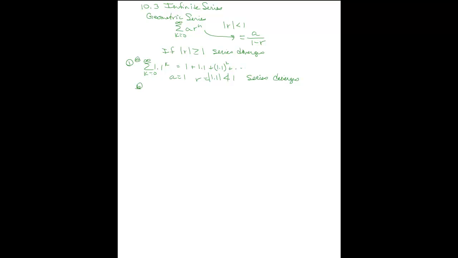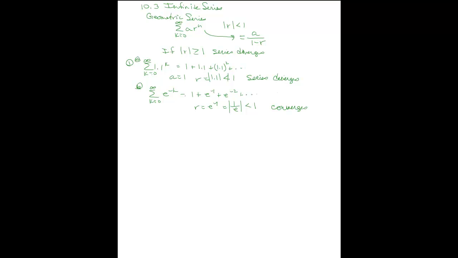Part B, summation k equals 0 to infinity e to the negative k. So if I start writing out terms here, e to the 0 is 1. Then it's going to be e to the negative 1. Then it's going to be e to the negative 2, and so on. Now remember, r would be e to the negative 1, which means 1 over e. And the absolute value of that, 1 divided by 2.7, is definitely less than 1. So I know it converges.